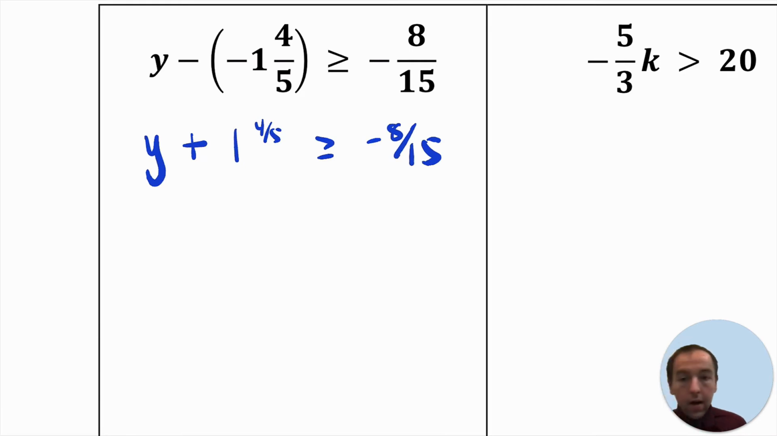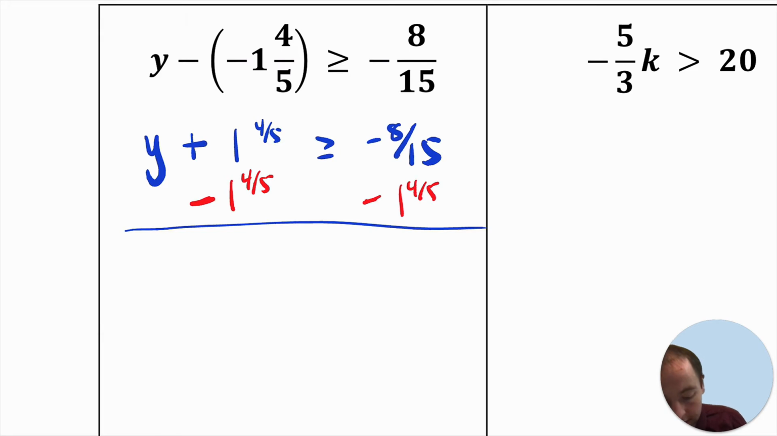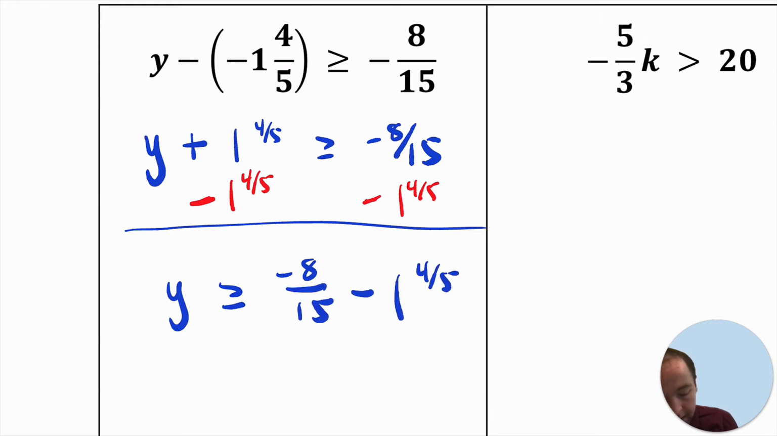If I want to isolate the y here, I'm going to want to subtract to undo the addition. When you subtract, you don't have to change the direction of the inequality, so this inequality is going to remain all the way throughout. So we're going to subtract 1 4/5 from both sides, and that gives us y is greater than or equal to whatever the answer to negative 8/15 minus 1 4/5 is.